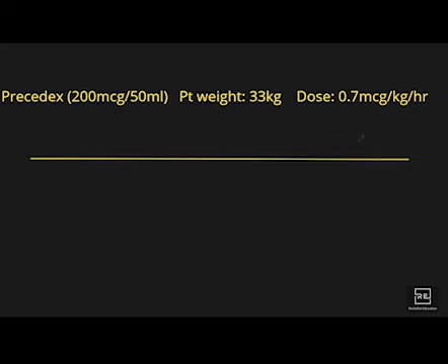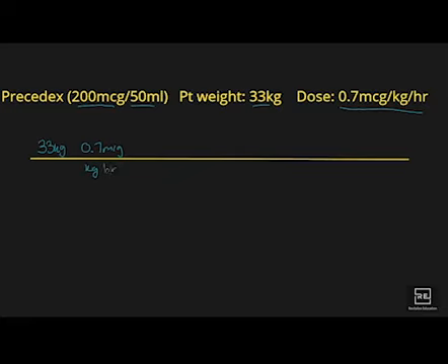Let's try another example of Precedex. In this instance, we're going to use Precedex 200 mics in a 50 ml bag. The new weight is 33 kilos and your new dose is 0.7 mics per kg per hour. So again, just like before, what we're going to do is start off with the weight. So in this instance, we're going to do 33 kilograms and we're going to multiply that by the dose. So 0.7 mics per kg per hour.